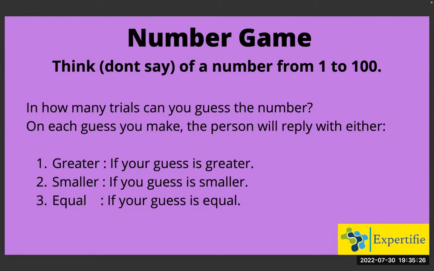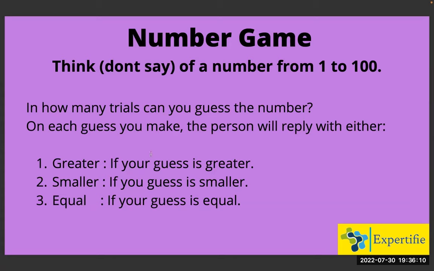So 25. It's smaller. 25 is smaller than the number that you have guessed. So I'll go somewhere in between, which is 37. 37 is smaller. So I have to go between 37 and 50. So I will make a guess, which is 43. 43 is greater. So my search window is now 37 to 43. So I'll make a guess, which is 40. 40 is greater. So the search window is 37 to 40. So my next guess is going to be, let's say, 39. 39 is the right answer.